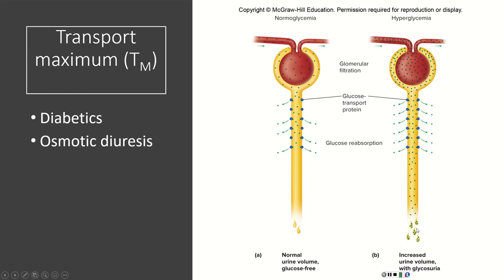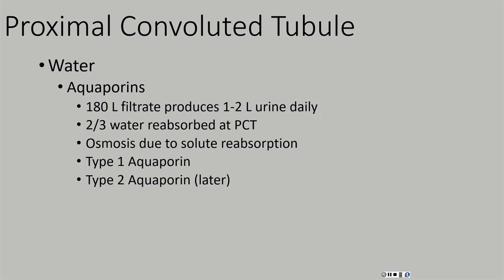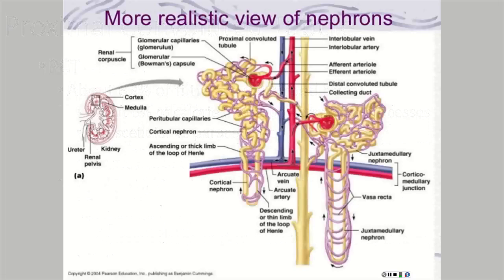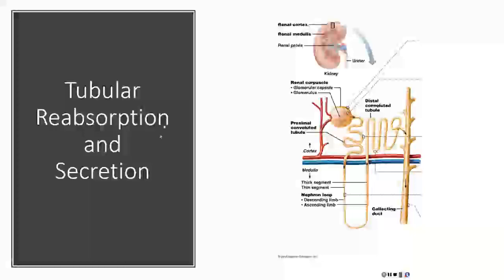But there's another effect, something called osmotic diuresis. So I'm going to backtrack and get our picture of the nephron here. Here's our PCT. As we move through normally, glucose is all reabsorbed by the time we get to right here. But if we exceed transport maximum, if there's too much glucose, then from this point on, there will still be glucose in the urine.